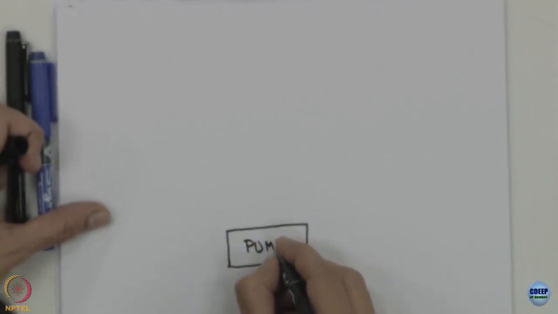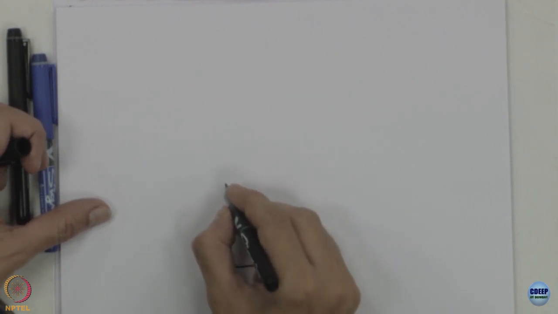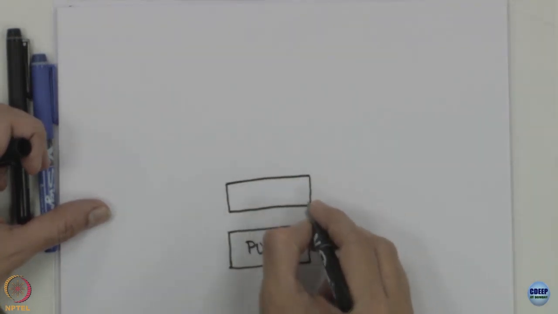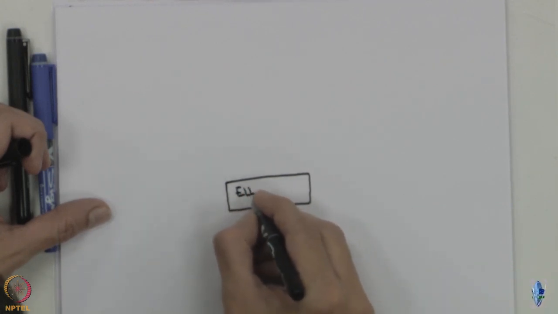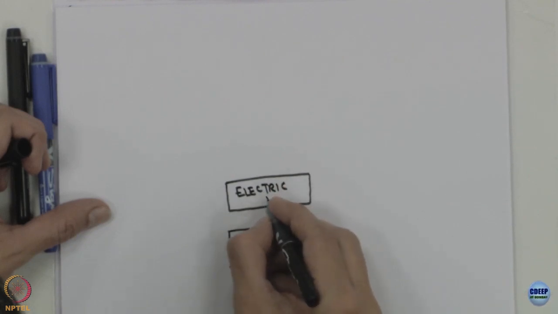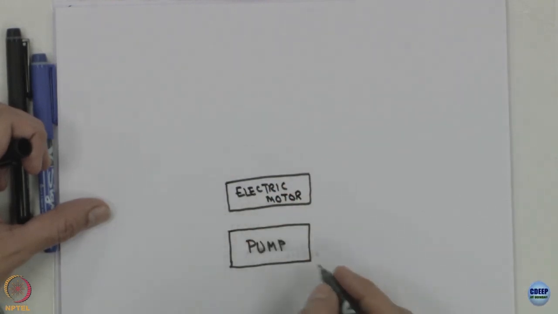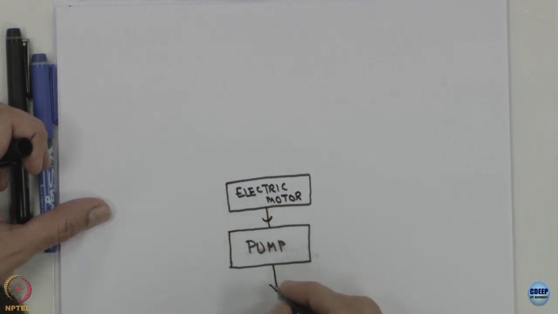So, if we look at the electric motor pump, just take a minute and sketch the schematic diagram of the energy chain. We will start with the pump. Then before that will be the electric motor. This is the useful energy output, which we are given as 3 gigajoules per year.